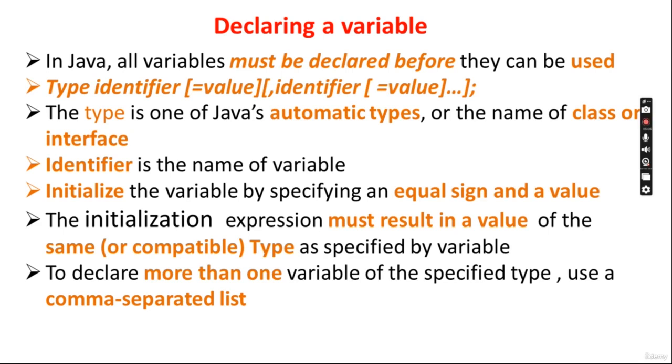To declare more than one variable of the specified type, use a comma separated list. Like in this example, if you want to declare one or more identifiers one by one, you should specify them using commas. So one identifier equals value, this will be of the type given here. Then comma, identifier equals value, this will also be the same type because it is a comma here, not a semicolon.